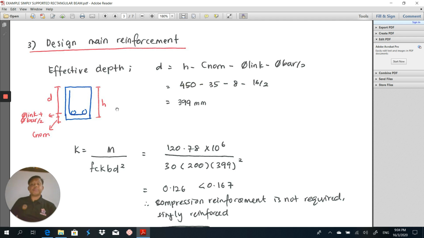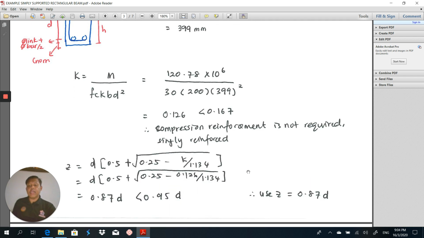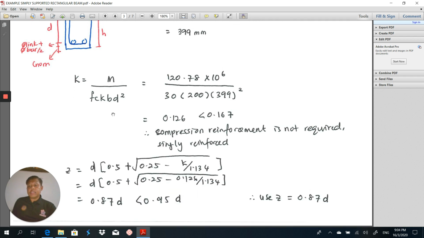In order for you to determine the effective depth, the formula is the height of the beam minus the nominal cover minus diameter link minus diameter bar over 2. Therefore, we get the answer here, 399 millimeter. The nominal cover is based on the nominal cover that we have calculated before. The first one, we have to calculate K. So K is equal to M, which is the maximum moment, over FCK, which is the characteristic strength of concrete, times B, which is BW here, and times D.